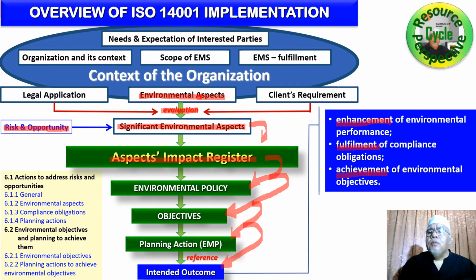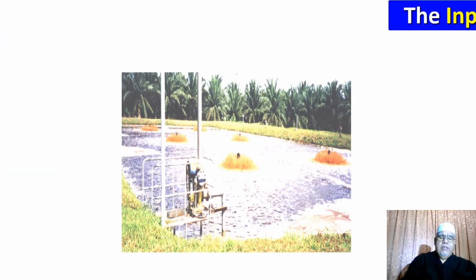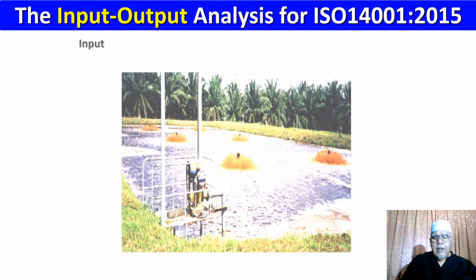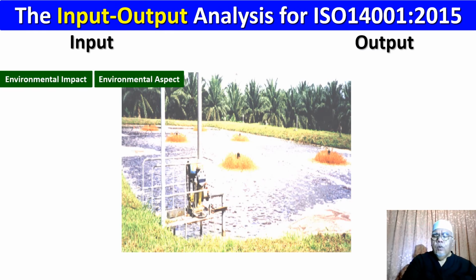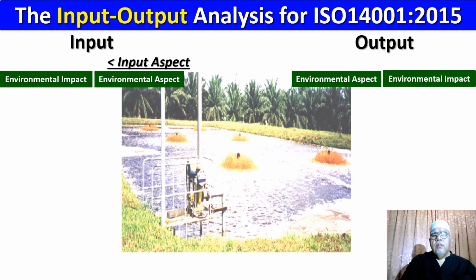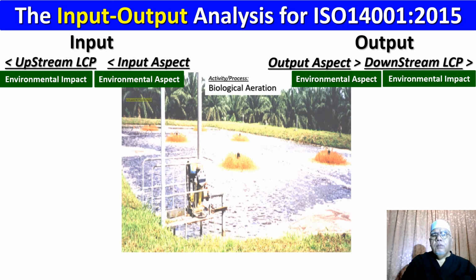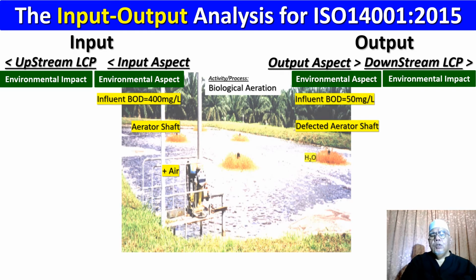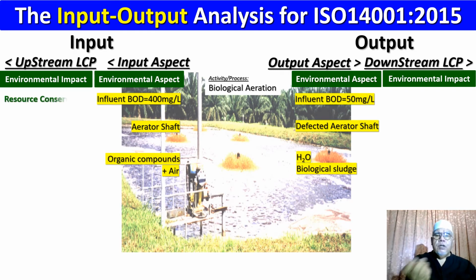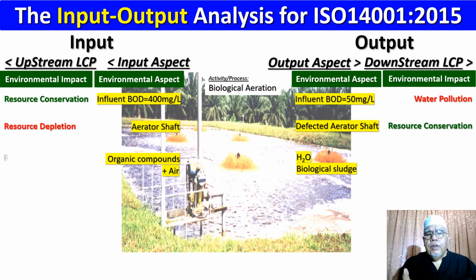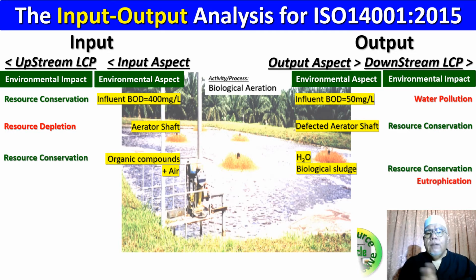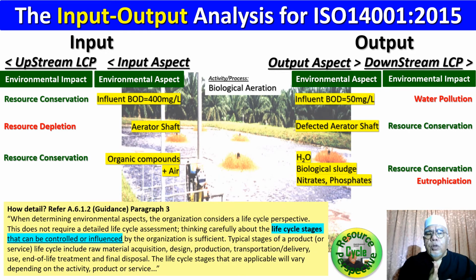Now let's take a look at the input-output analysis. This is an example taken from one of the biological industrial effluent treatment plants. Specifically, this is a palm oil mill effluent. Now, there's an array of different types of biological treatment schemes. I just take one example, which is aeration. If you are involved in this biological treatment plant, you know what I'm talking about. But that's not the issue here. What I want to show you is how input-output analysis is being done.